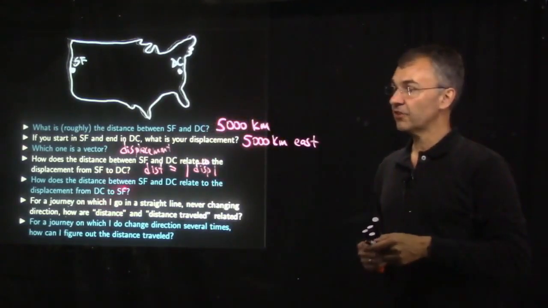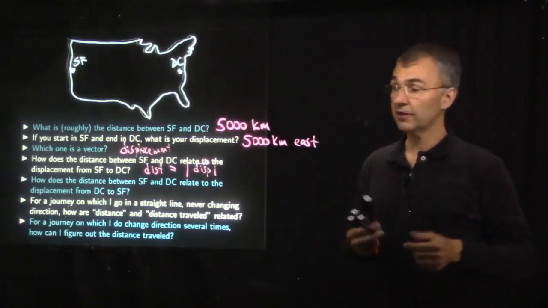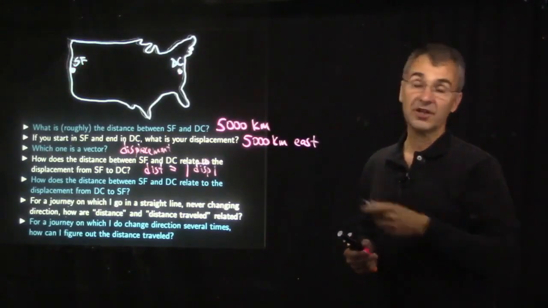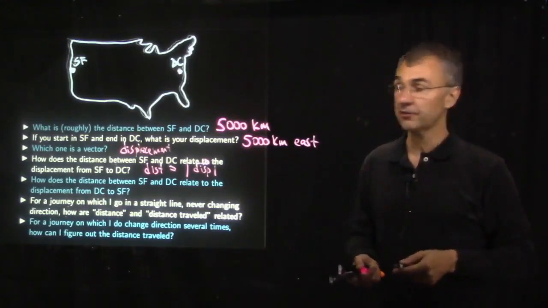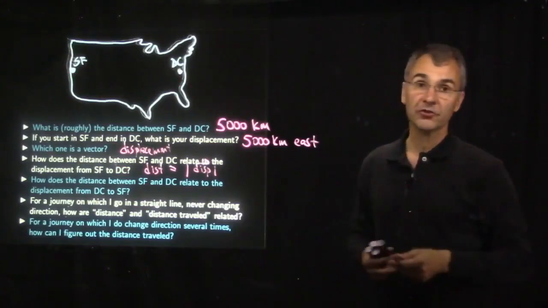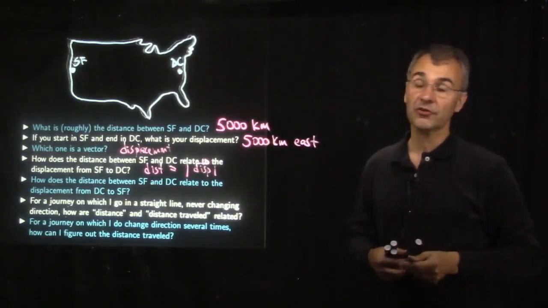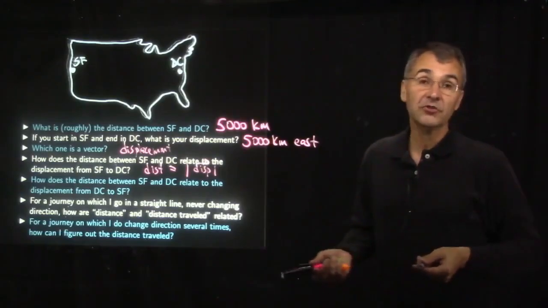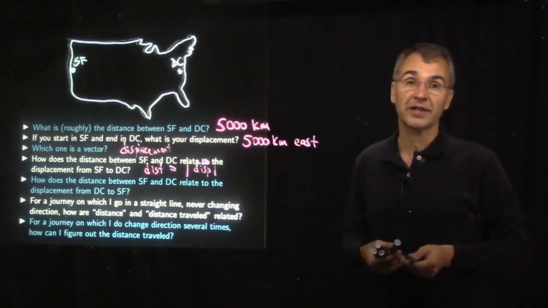Okay, how does the distance between San Francisco and DC relate to the displacement from DC to San Francisco? Well, actually, this is true still. See, the distance between San Francisco and DC is the same as the distance between DC and San Francisco. It's just the magnitude. The magnitude is 5,000 kilometers. But the displacement from San Francisco to DC is 5,000 kilometers east. The displacement from DC to San Francisco is 5,000 kilometers west, which you could also call negative 5,000 kilometers east if you happen to have chosen your x-axis to point east and maybe you want to do things in terms of the x-axis.